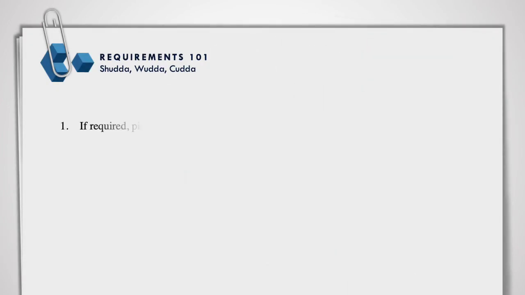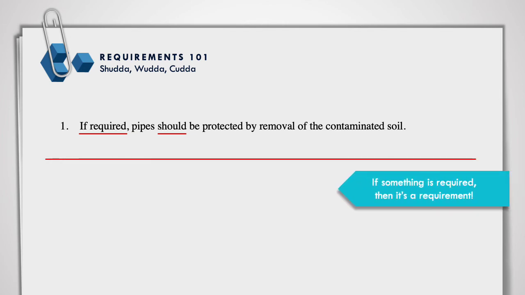Another common error is the combination of if required and should, as shown here in this example. If required, pipes should be protected by removal of the contaminated soil. If something is required, well, then that's a requirement. We actually need a requirement such as contaminated soil shall not contact the pipes.